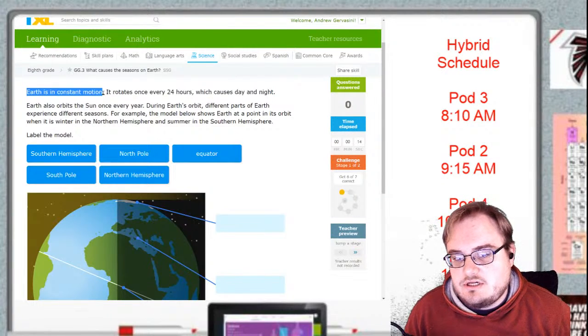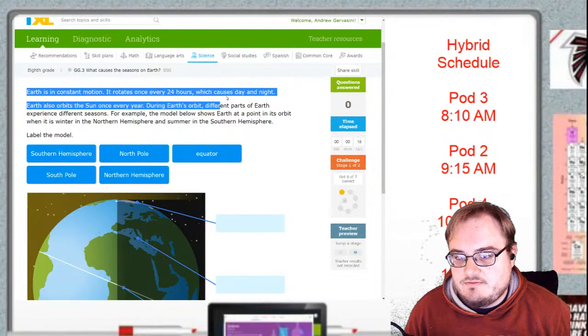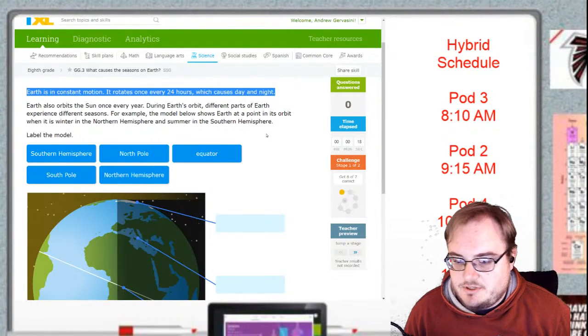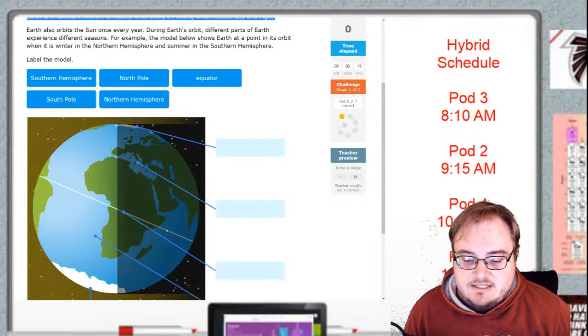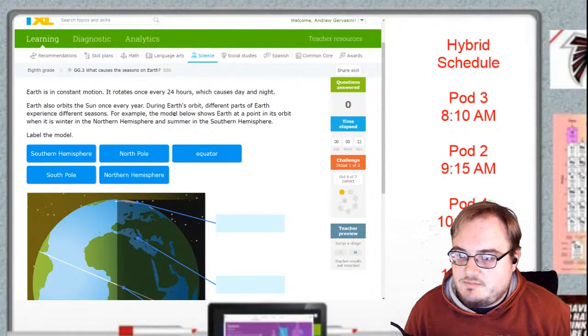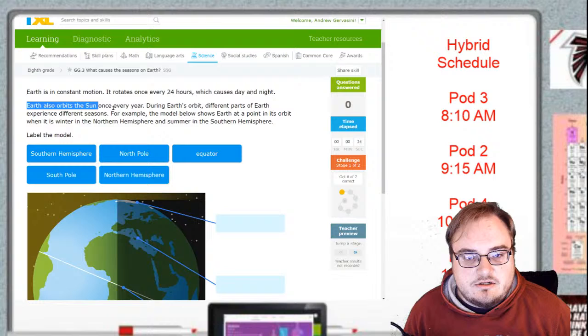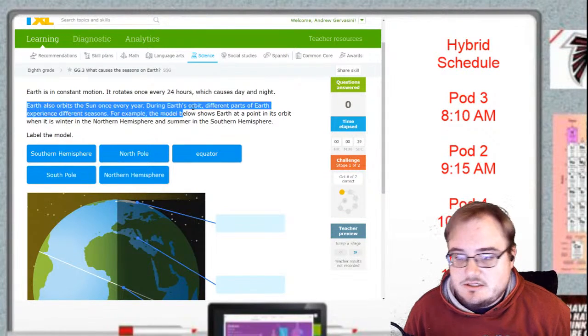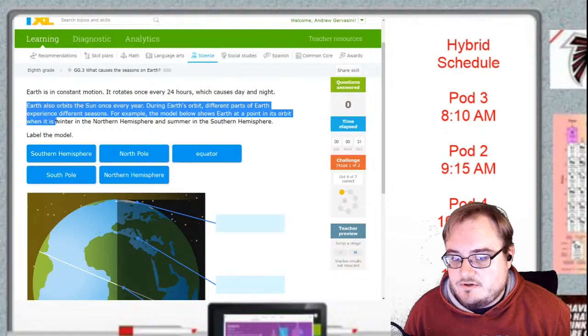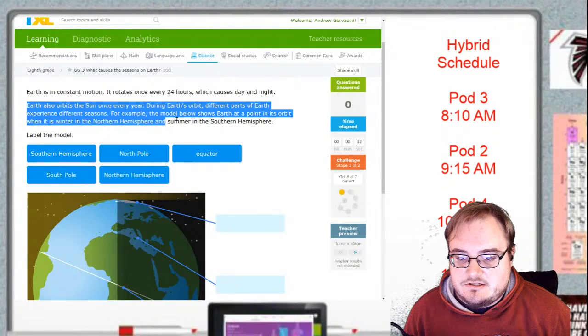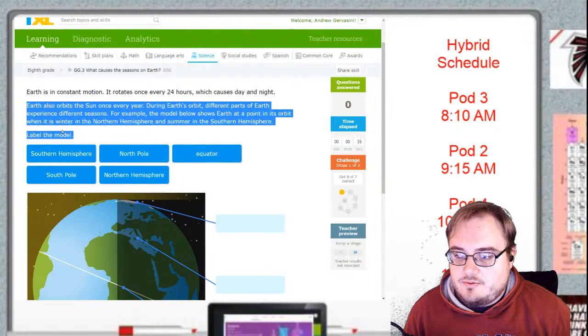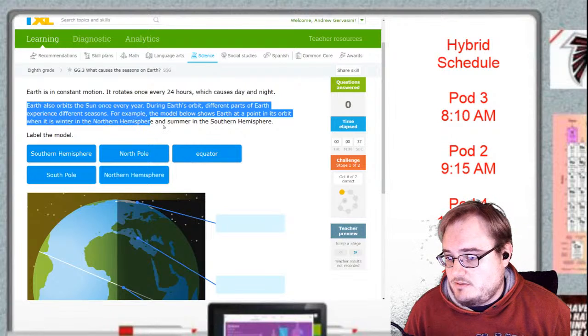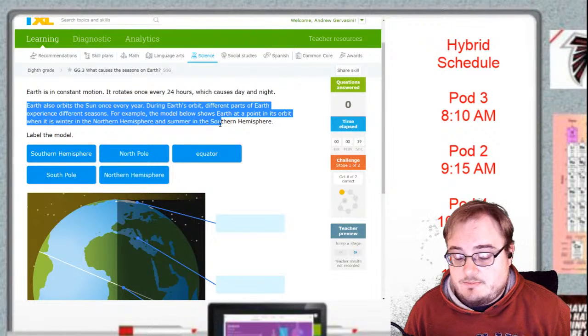Earth is in constant motion. It rotates once every 24 hours, which causes day and night. Remember, night is basically the Earth's own shadow. Half the Earth is blocking light to the other half. Earth also orbits the Sun once every year, 365 and a quarter days, 12 months. During Earth's orbit, different parts of Earth experience different seasons. For example, the model below shows Earth at a point in its orbit when it is winter in the northern hemisphere and summer in the southern hemisphere.